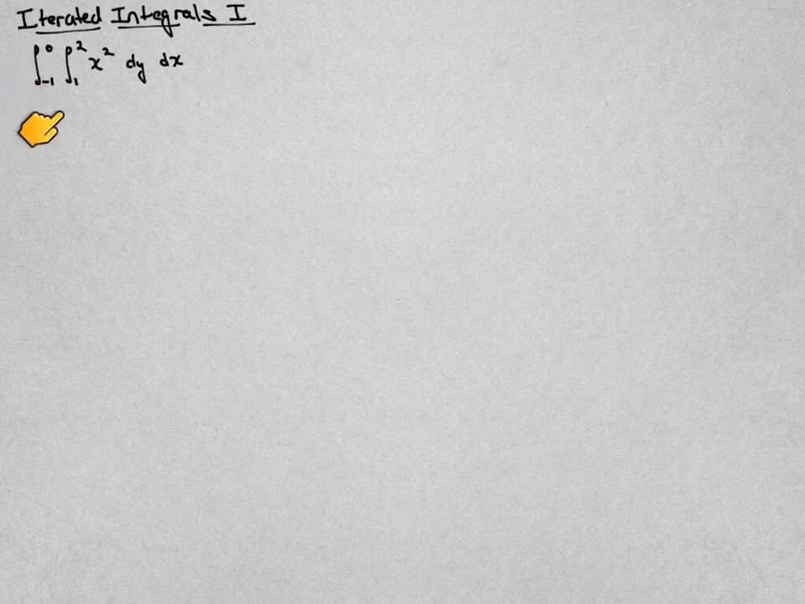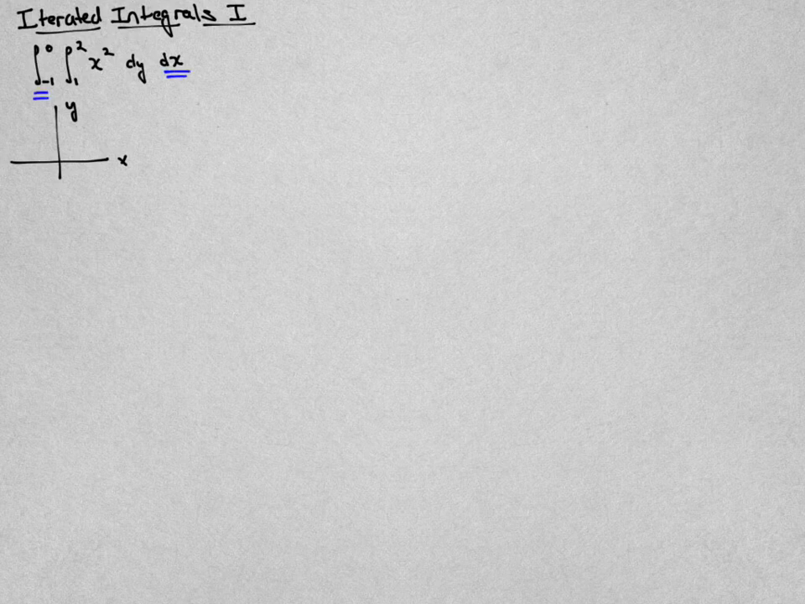In this video, we'll look at how to interpret an iterated integral as a double integral over a particular region and calculate it. I'm looking at the integral from -1 to 0 and 1 to 2 of the function x squared, and the order that I write these differentials in is very crucial. It tells me how to interpret the limits of integration. Let's draw a picture first.